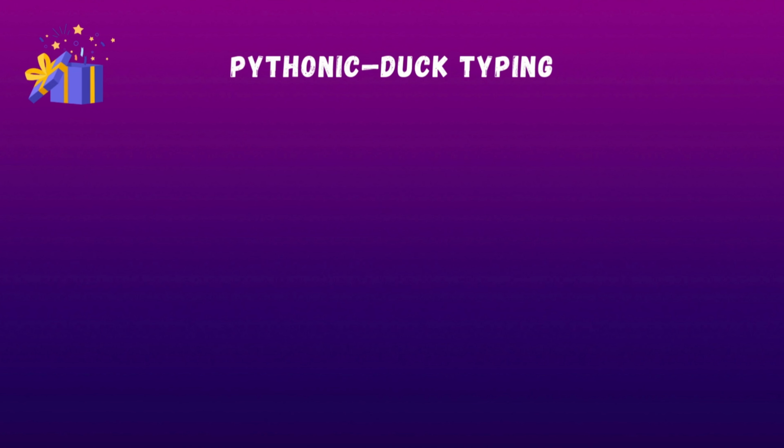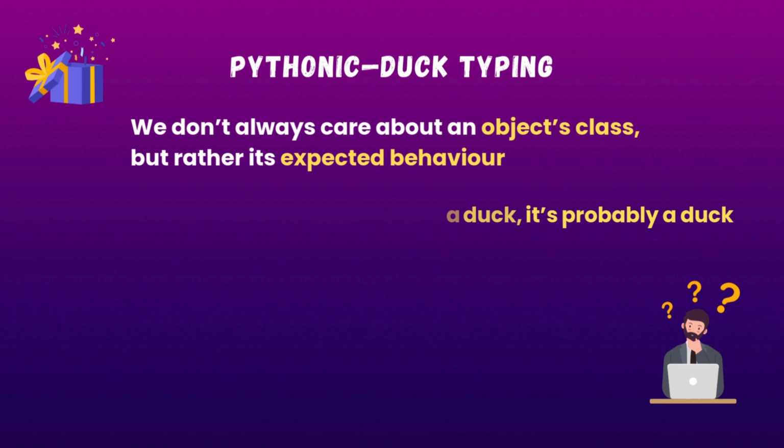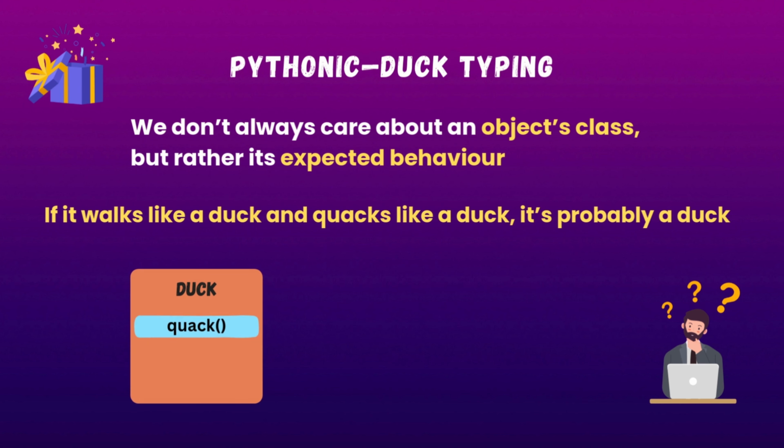Now here's a bonus concept for you, that is Pythonic duck typing. In Python, we don't always care about the object's class, but rather its expected behavior. This is called duck typing. Sounds confusing? There's a famous saying, if it walks like a duck and quacks like a duck, it's probably a duck. So, if an object implements the required methods, Python lets it pass even if it doesn't belong to a particular class hierarchy. Let's understand it with an example.